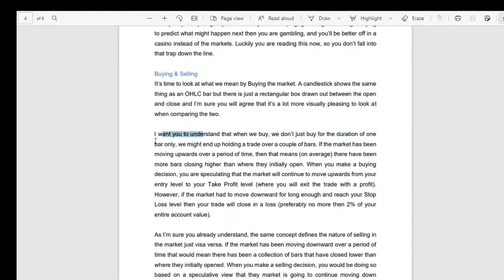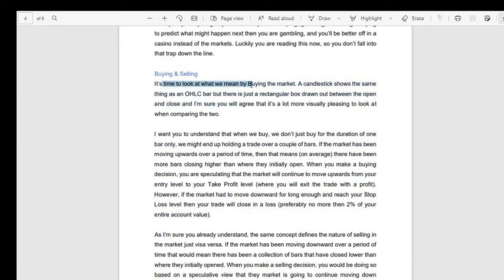If we don't exit by the duration of the bar only, we might end up holding the trade over a couple of bars. If the market has been moving upward over a period of time, that means on average there will be more bars closing higher than where they initially opened. With a buying decision, you set take profit levels, where you exit the trade with a profit. However, if the market has moved downwards for long enough and reaches your stop loss level, then the trade will close in a loss, preferably no more than 2% of your entire account value.